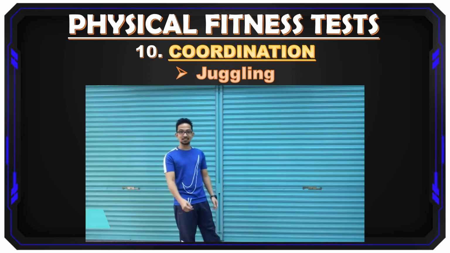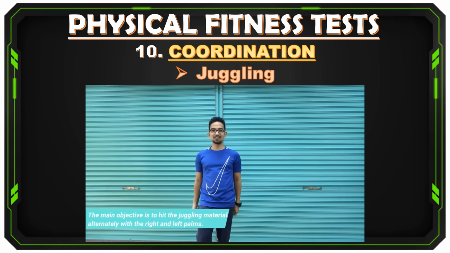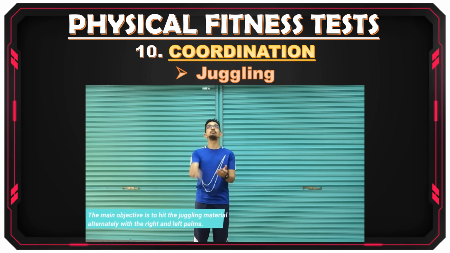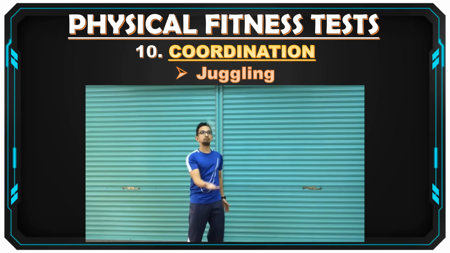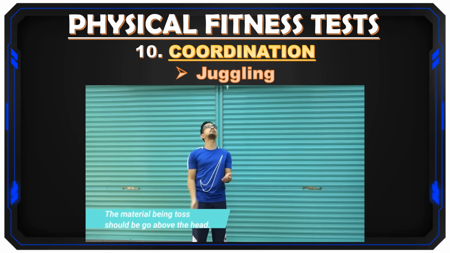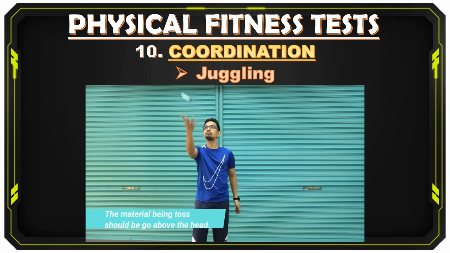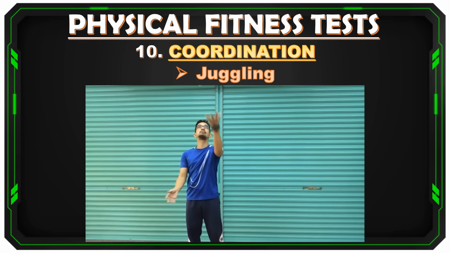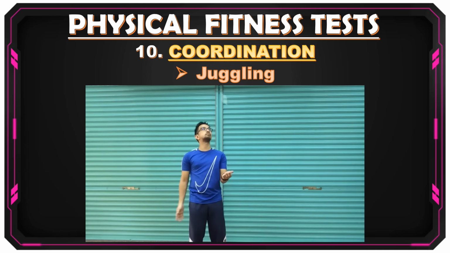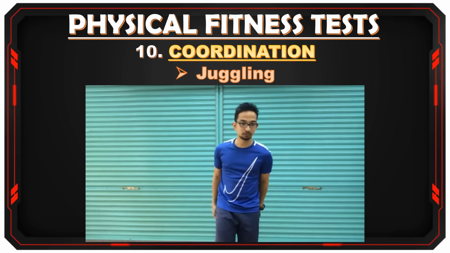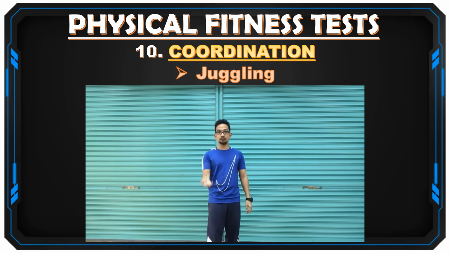This is the procedure on how to do juggling. The main objective is to hit the SIPA, rubber band, or similar local material alternately with the right and left palm upward. The height of the material being tossed should be at least above the head. For the partner or facilitator, count how many times the performer has hit the material with the right and left hand. Stop the test if the material drops on the floor or after 2 minutes. There shall be 3 trials.